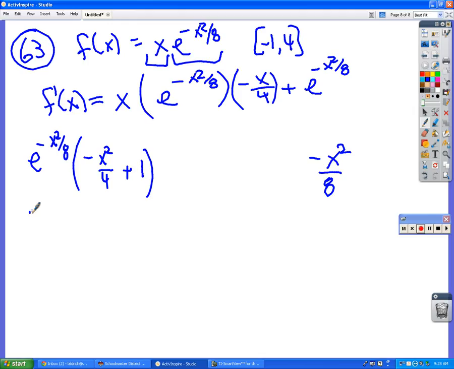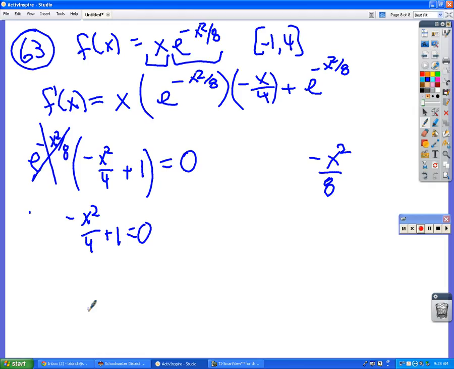What do I do with this, though? Set equal to 0. Yeah. Good call, Chad. Nice job. Yep, got to set that equal to 0. All right, so we played this game yesterday. This guy right here will never equal 0, so we don't have to worry about that. So all I have to do is take negative x squared over 4 plus 1 equals 0 and solve it.